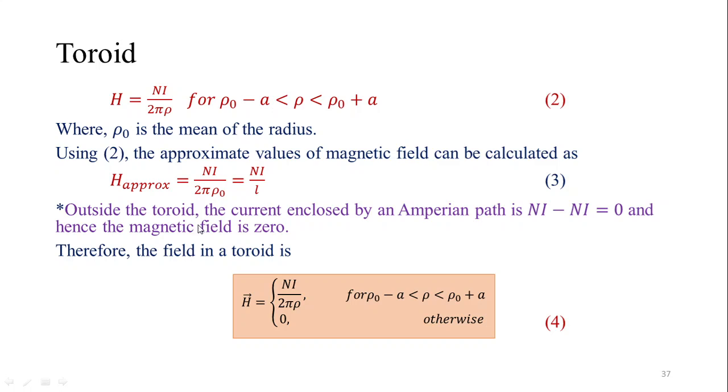So NI by L. Outside the toroid, the current enclosed by the Amperian path is NI minus NI, that is 0. So the field outside the toroid is equal to 0. So for the region, H vector is NI by 2 pi rho. Outside the region it is 0.